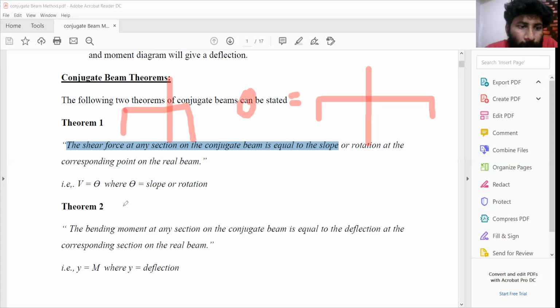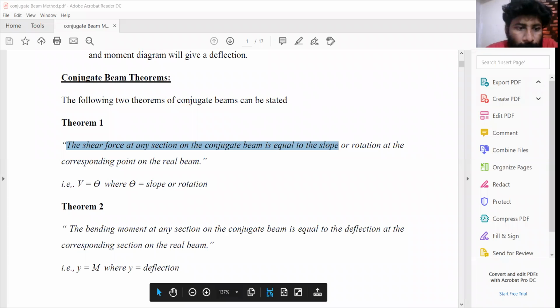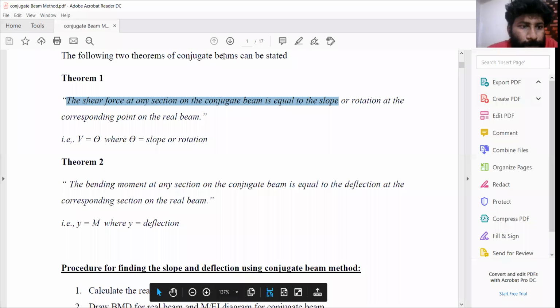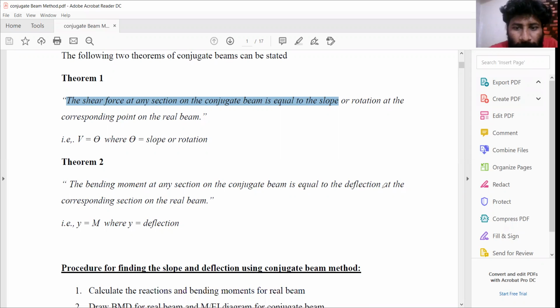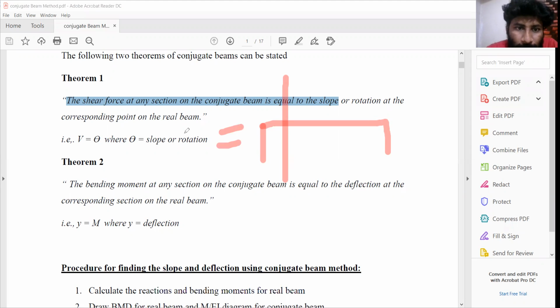Now we'll move on to theorem 2. Theorem 2 says that the bending moment at any section on the conjugate beam is equal to the deflection at the corresponding section on the real beam. The same diagram I can use. This is my conjugate beam, and I am finding the bending moment at this section. If I find the bending moment at this section, this will give the deflection in the real beam at the same section. This is my real beam.